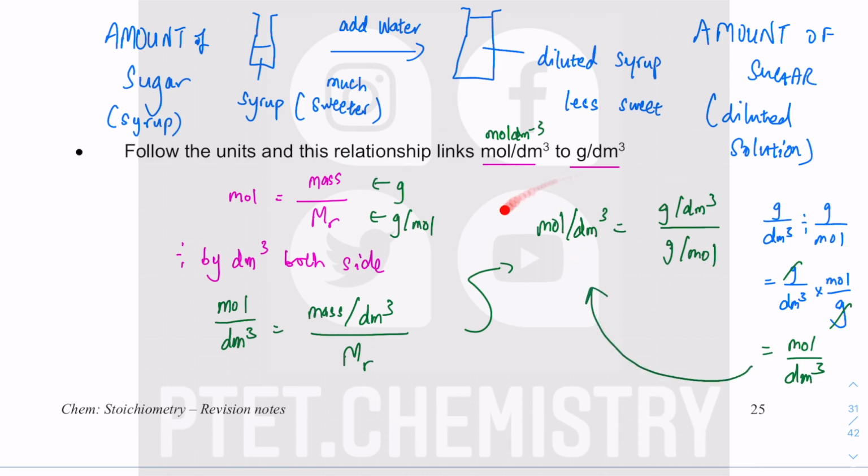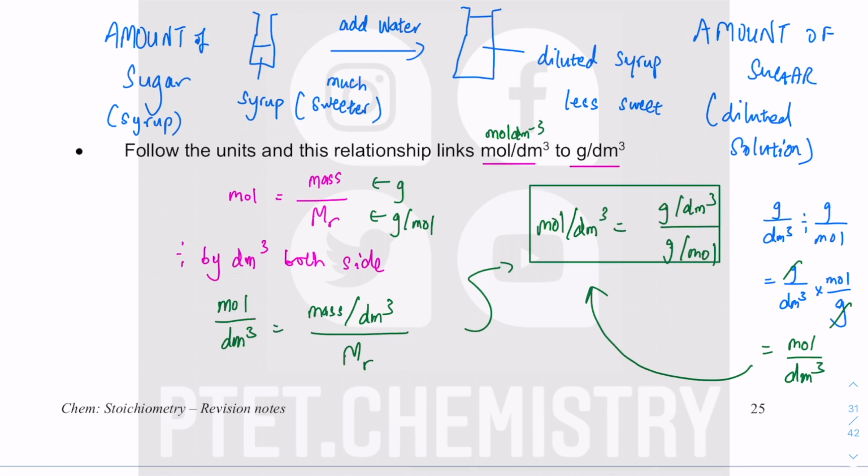So do I need to know a different formula? Probably not. All you have to do is start from mole equal to mass over mR, do a bit of math, and divide by dm cube. You get mole per dm cube is equal to mass per dm cube, mass in gram per volume in dm cube, divided by gram per mole, which is mR. So in this equation, you have linked relative molecular mass with the molar concentration in mole per dm cube and the mass concentration in gram per dm cube.